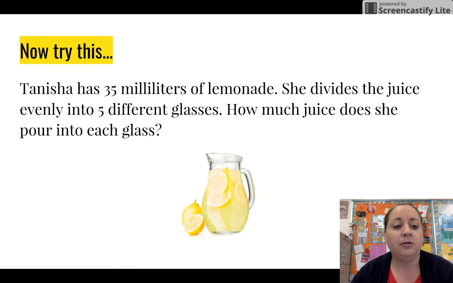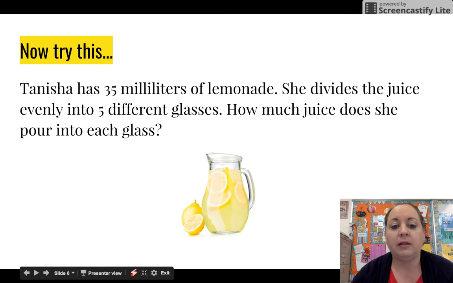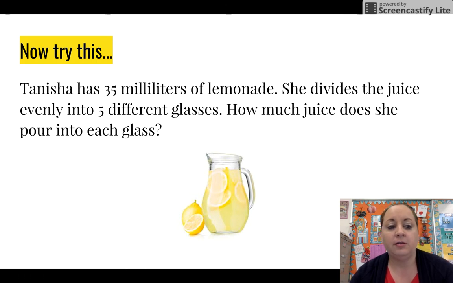Okay, now it's your turn. I want you to try this one on your own. So Tanisha has 35 milliliters of lemonade. She divides the juice evenly into 5 different glasses. How much juice does she pour into each glass? So go ahead and try to solve this on your own and then mark your answer in the Edpuzzle.